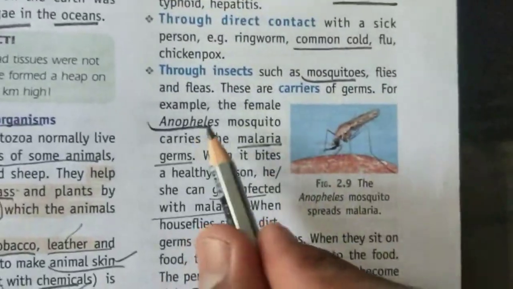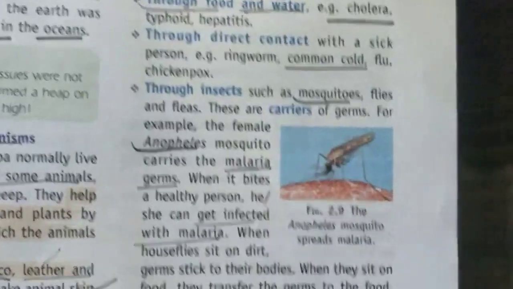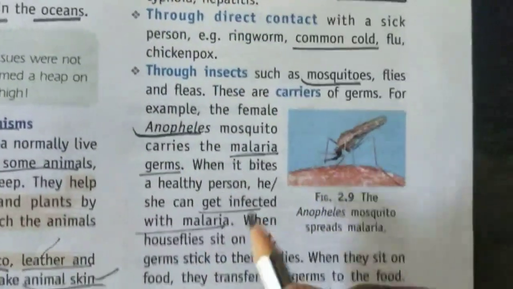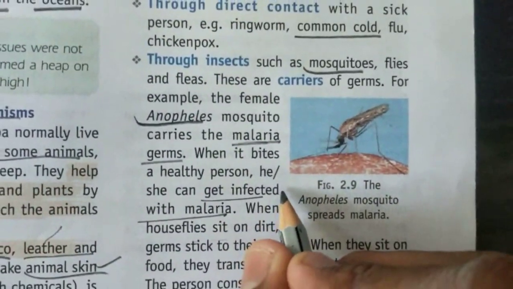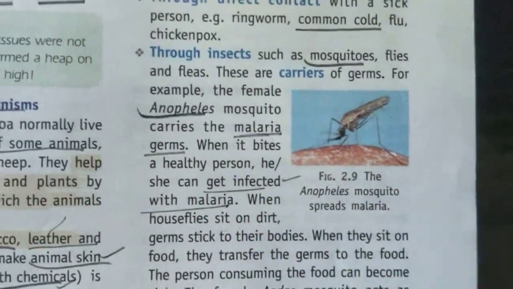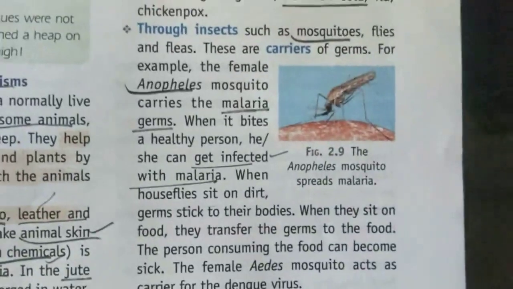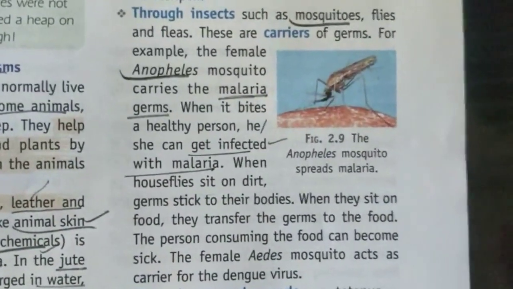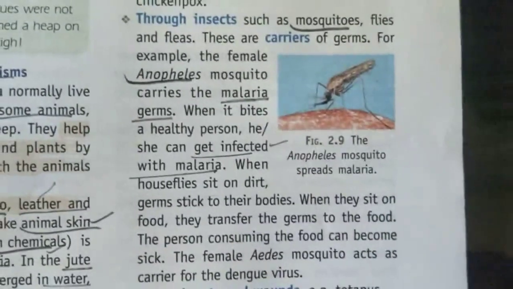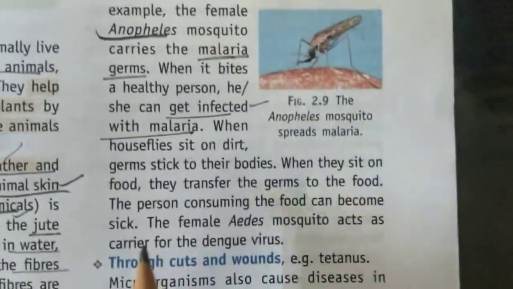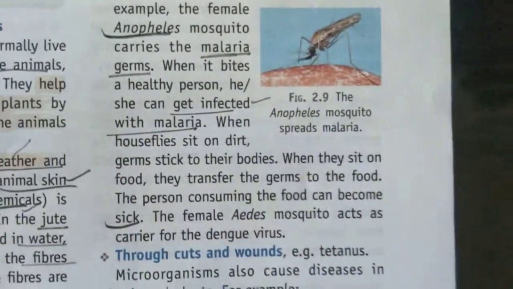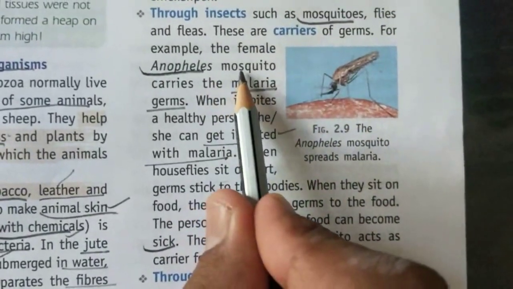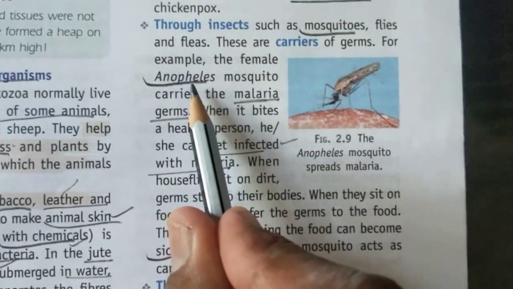When Anopheles, a female mosquito, bites a person infected with malaria, she carries the malaria germs along with her, and when she bites a healthy person, she transfers those malaria germs to the body of the healthy person. Then the healthy person will become sick. So you know which mosquito causes malaria: Anopheles.